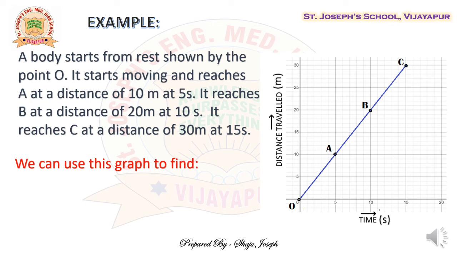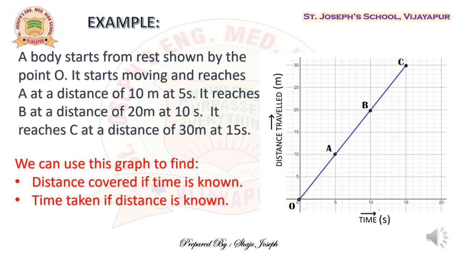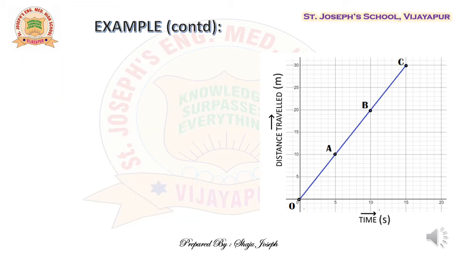Now, what can we do using this? What is the use of this graph? We can use the same graph to find out the distance covered if you know the time. You can find the time taken for the body to reach a particular distance. If you know the distance, you can find out time. Or if you know both the distance and time at a position, we can find out the speed of the object at that position. So these are the three uses. If you know the time, you can find out distance. If you know the distance, you can find out time. And if you know both distance and time, you can find out the speed. So let us try to find that in the given graph now.